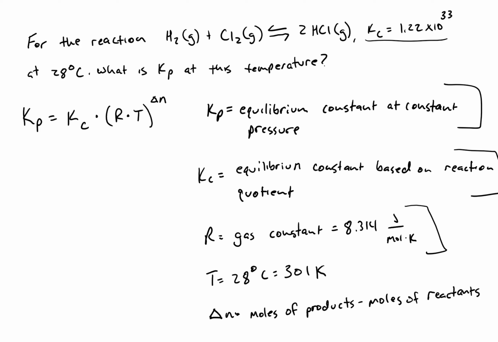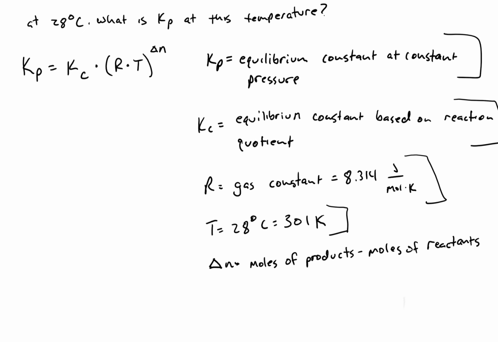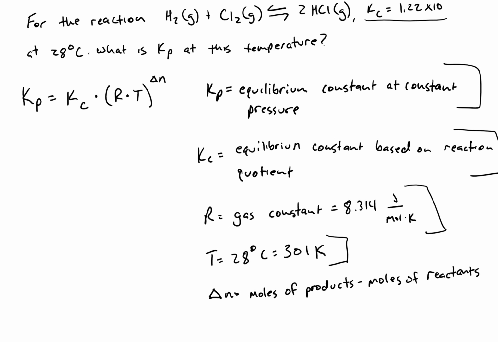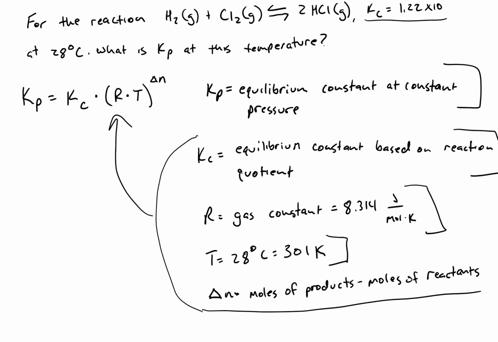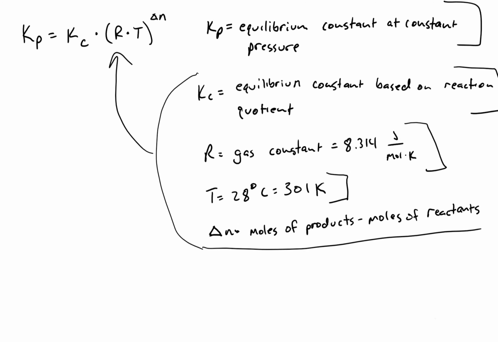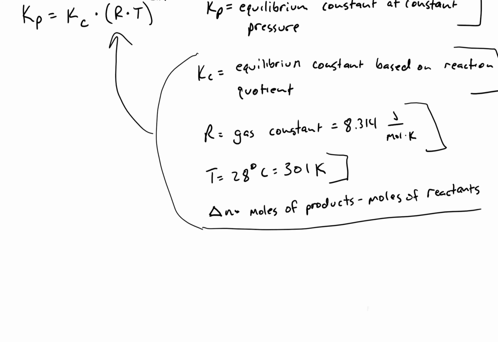R is our ideal gas constant, which is 8.314 joules per mole Kelvin, and T is our temperature, which is 28 degrees Celsius, or just 301 Kelvin, and delta N is the number of moles of our products minus the number of moles of our reactants. So the only thing that we really have to calculate here is our delta N, and then just plug all of these four values into our original equation up here. And from there it's just a straight chug and plug through a calculator.